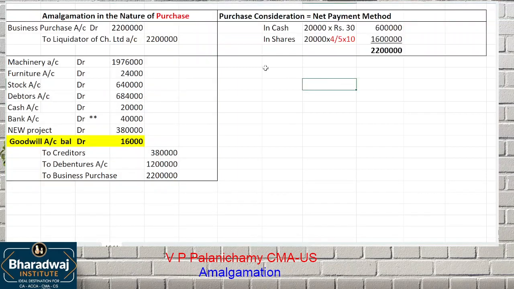Then let us pay the consideration. What is the entry for payment of consideration? Liquidator of which company? Liquidator of Charanya Limited account debit, 22 lakhs. What are we giving? To cash. How much are we giving? Cash 6 lakhs, and shares are given at 10 rupees only.